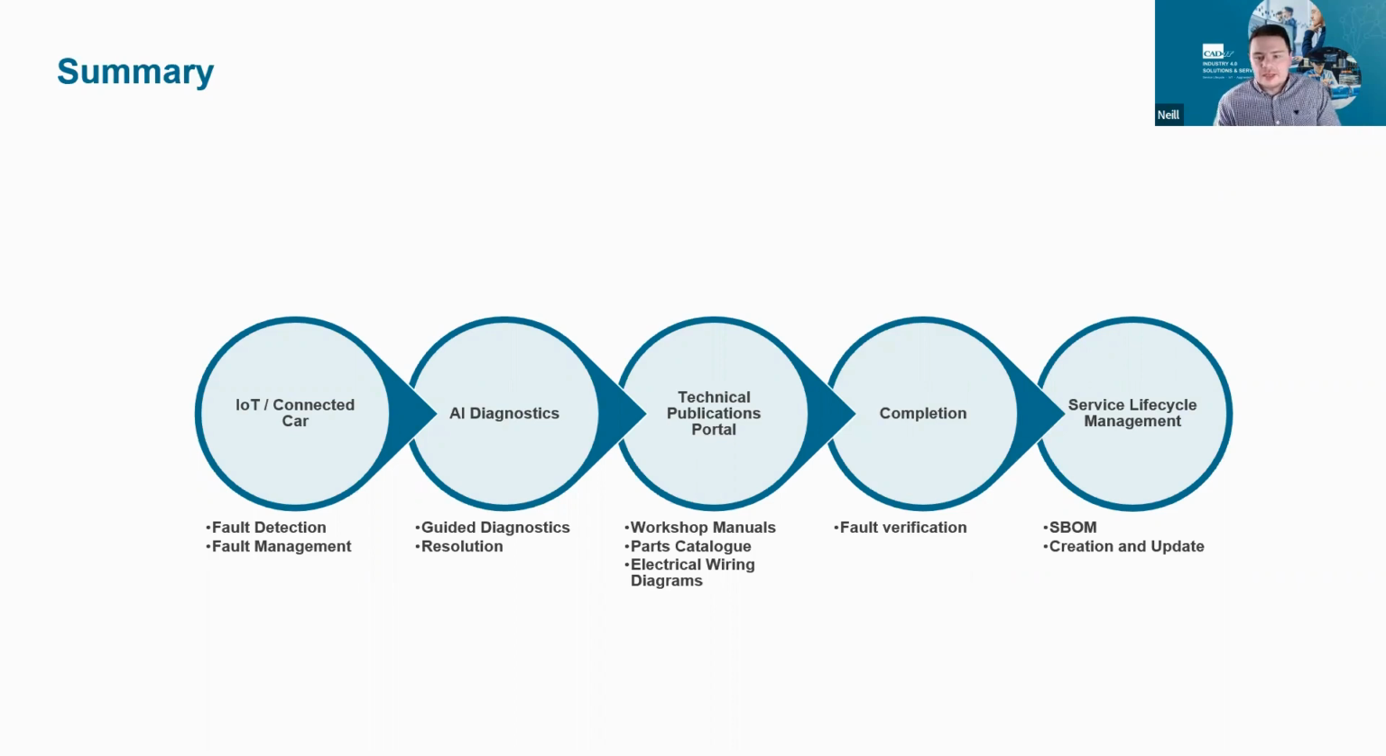Then by linking to our technical publications and their product-specific technical publications, technicians can access the information they need much quicker and more efficiently. So they're not stumbling in the dark trying to find different documents. If they've got a link directly to the specific workshop manual procedure or the specific parts catalog that they need, that saves so much time.